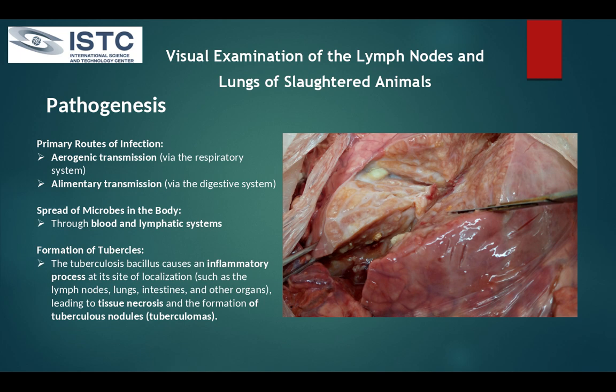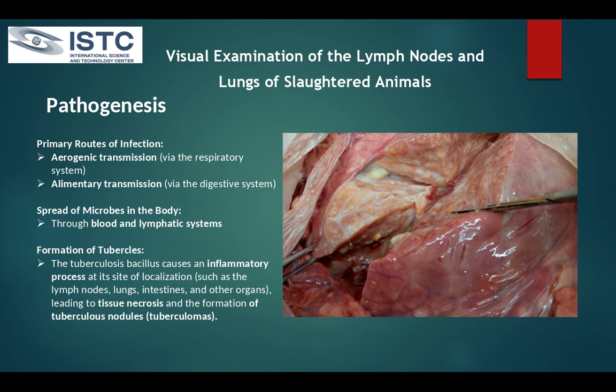Pathogenesis. There are two main routes of infection in animals: alimentary and aerogenic. Once the pathogen enters the body, it disseminates via the bloodstream and lymphatic system. The bacteria then localize in various organs and lymph nodes, triggering an inflammatory response. This process leads to the formation of characteristic tuberculous granulomas, also known as tuberculomas.